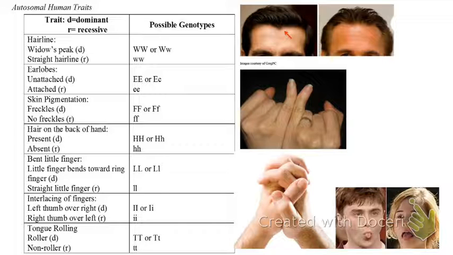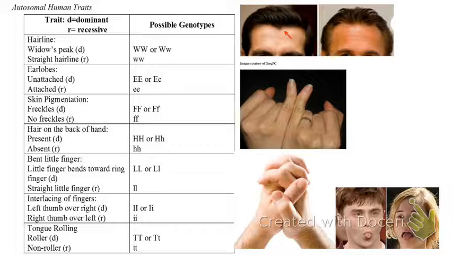So let's look at human autosomal traits. On this table, you're going to go through and figure out what you are. The phenotype is what you see, and the genotype are your possible genes that are actually present.